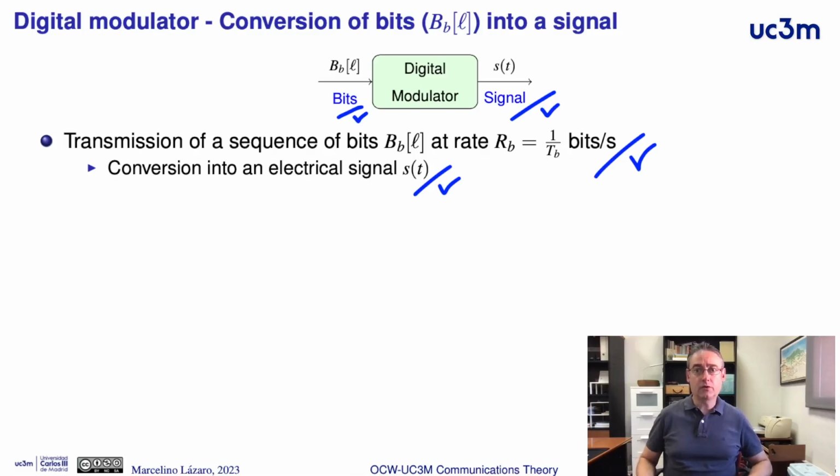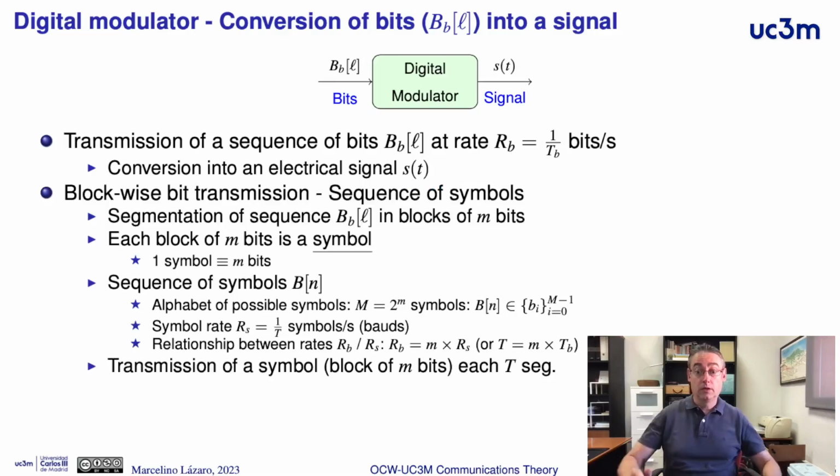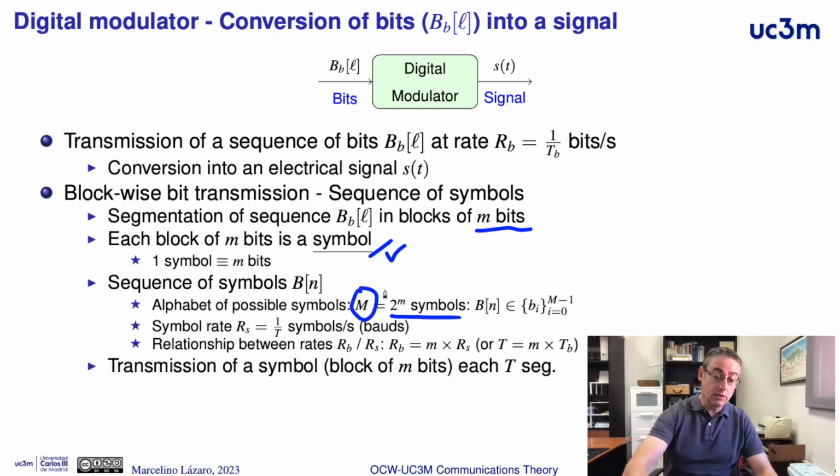Typically, the bits are not transmitted individually, but by blocks. The binary sequence is divided in blocks of n bits, and each block of n bits is called a symbol. Therefore, we have a conversion from bits to symbol, with a symbol being just a block of n bits. Taking this into account, the alphabet for the symbols is 2 to the power of the number of bits per symbol, 2 to the power n, which is denoted as capital M in this case. And the symbols will be denoted by B0, B1, up to B capital M minus 1.